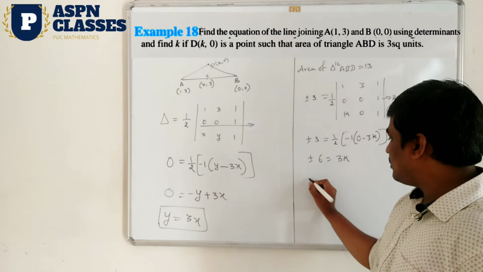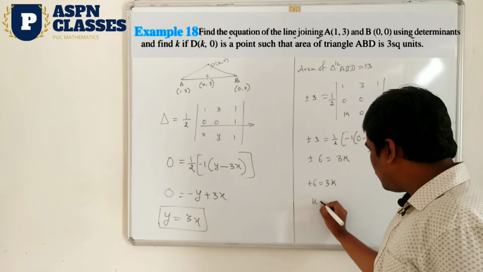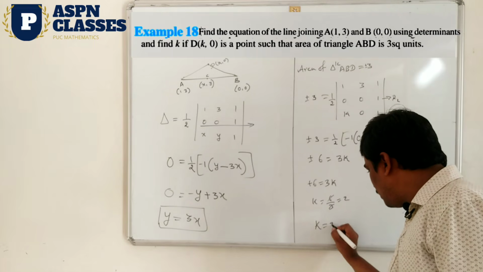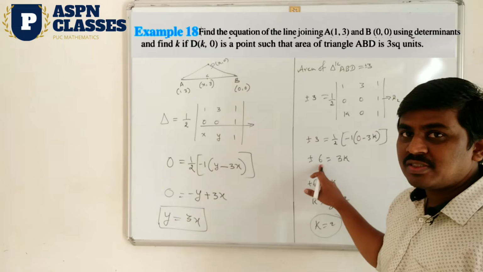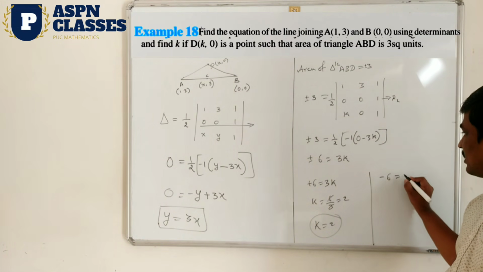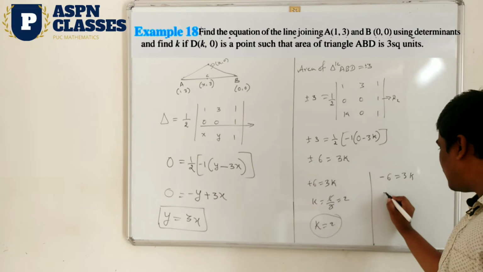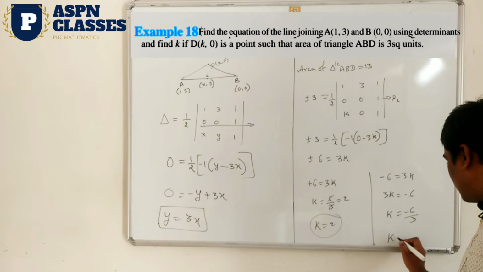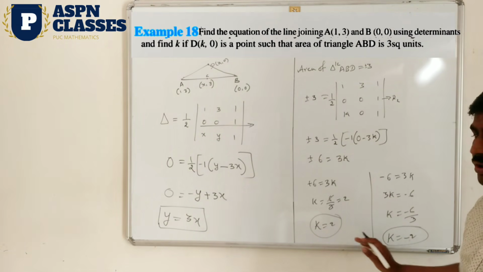Now you have to take the first case, plus 6, and find out the k value. K is equals to 3 shifted here, it means 6 by 3, 2 is the answer. It means k value is 2. And one more case, suppose you take k value as minus 6, then minus 6, k you have to shift to this side, 3k is equals to minus 6 and then k is equals to minus 6 by 3, it means k is equals to minus 2. So these two are the answers.